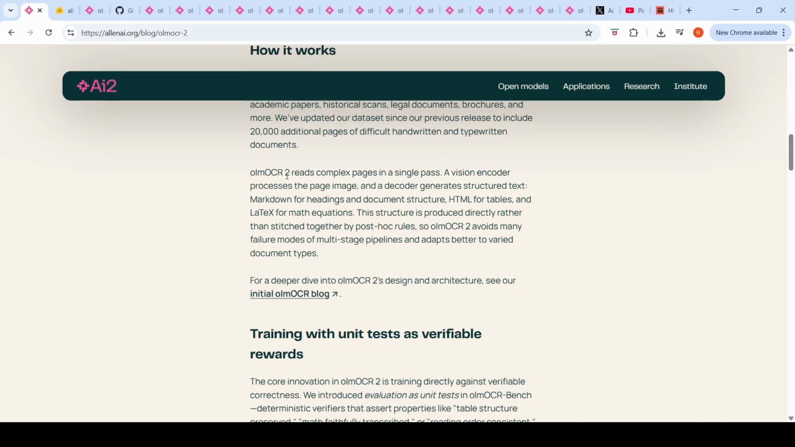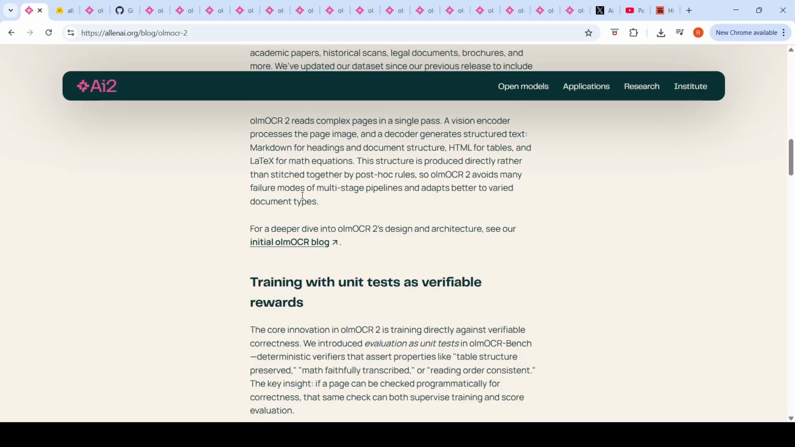So olmOCR 2 reads complex pages in a single pass. A vision encoder processes the page image. A decoder generates structured text: markdown for headings and document structure, HTML for tables, and LaTeX for math equations. The structure is produced directly rather than stitched together by post hoc rules. So olmOCR avoids many failure modes of multi-stage pipelines.